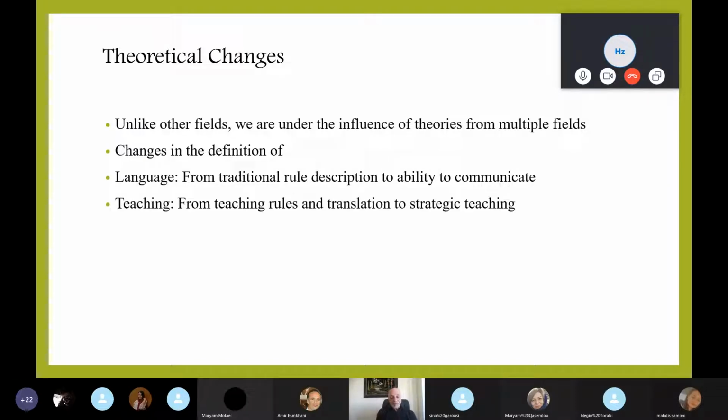In terms of teaching, we have moved from teaching rules of translation to some sort of strategic teaching, meaning that we are not teaching the rules to the students anymore, or the focus is not the rules, but we are trying to use certain strategies, whether cognitive, metacognitive, whatever the strategy, to help learners learn. Learning has changed from memorization to creation of socio-cognitive mentality. What does it mean?